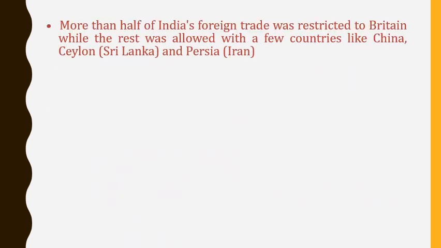More than half of Indian foreign trade was restricted to Britain, while the rest was allowed with a few countries like China, Ceylon, which is Sri Lanka now, and Persia, which is Iran now. Around 55 to 60% of foreign trade was with Britain, and the rest with these countries. The Suez Canal was opened in 1869.